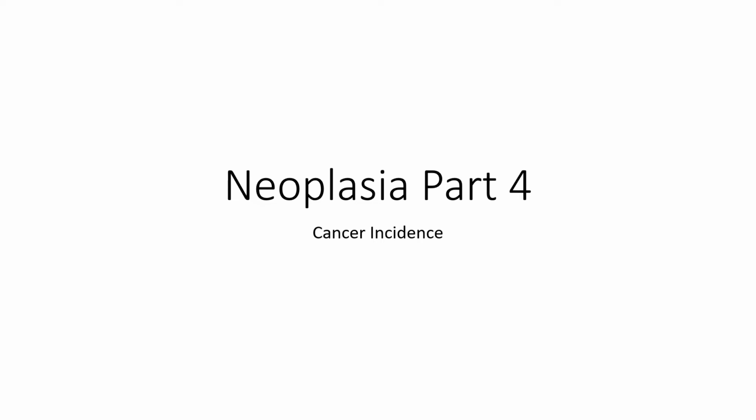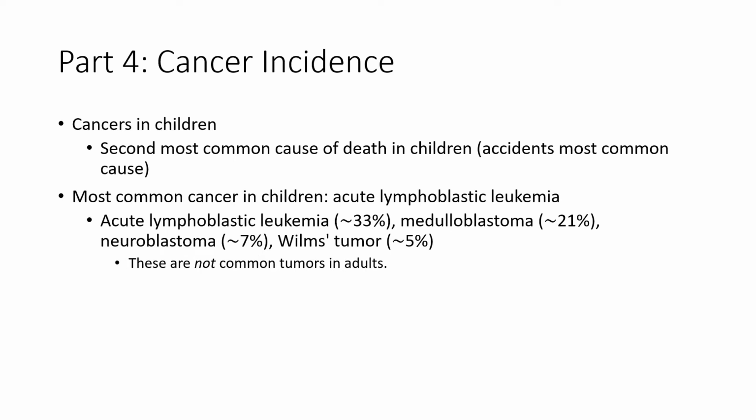In part 4 of the Neoplasia lecture, we will look at cancer incidence. Cancers are the second most common cause of death in children after accidents. The most common cancer in children is acute lymphoblastic leukemia, accounting for 33% of cancers in children. After that, there's medulloblastoma, neuroblastomas, and Wilms tumor. These are not common tumors in adults.